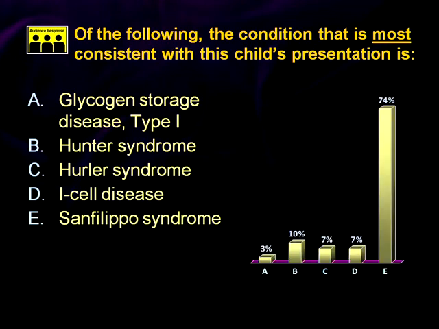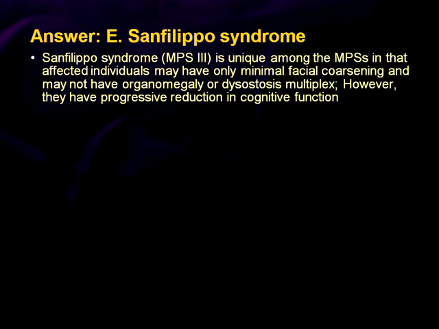And the answer is Sanfilippo. So this is unique among the MPSs in that you're not as coarse, you don't have a big liver, you don't have really the bone problems, but you're starting to lose skills and backtrack.